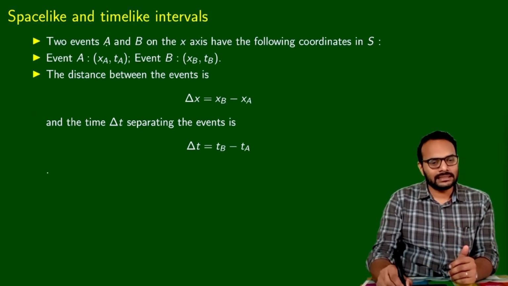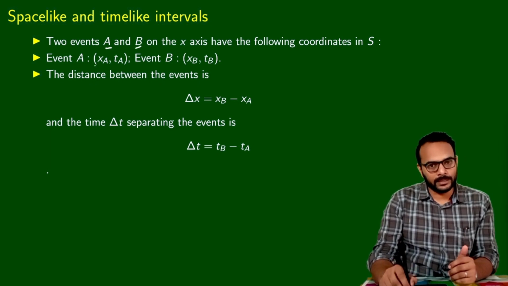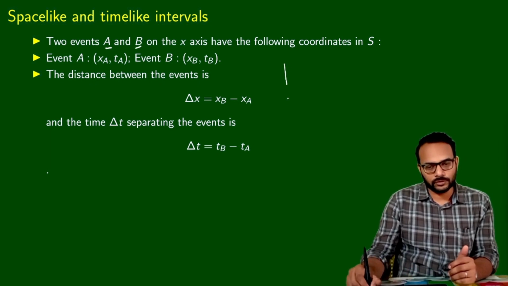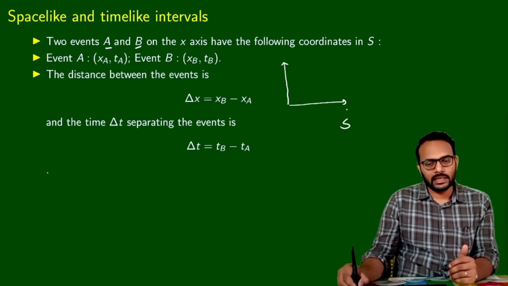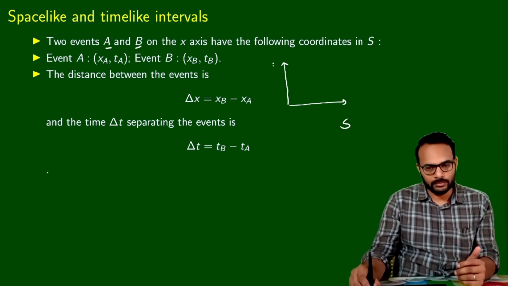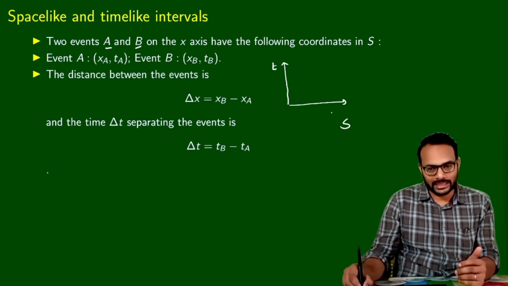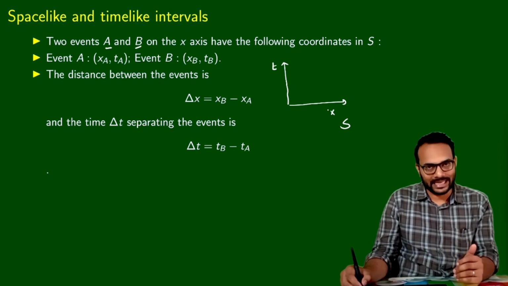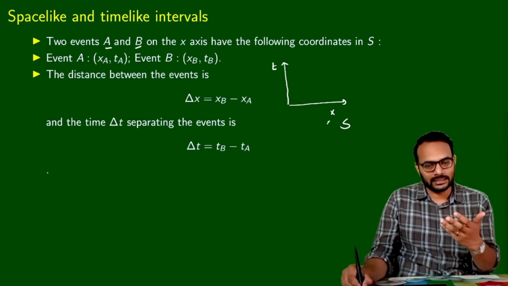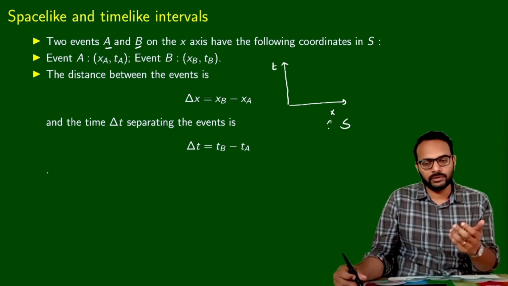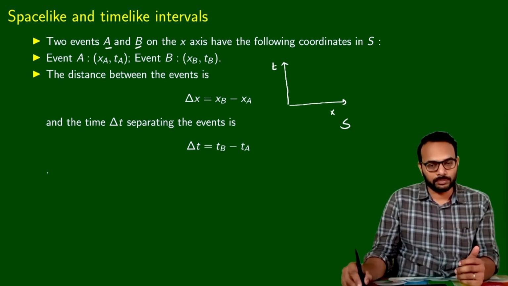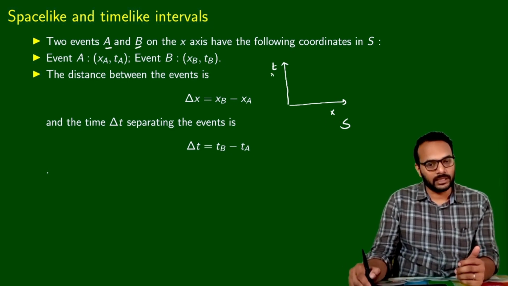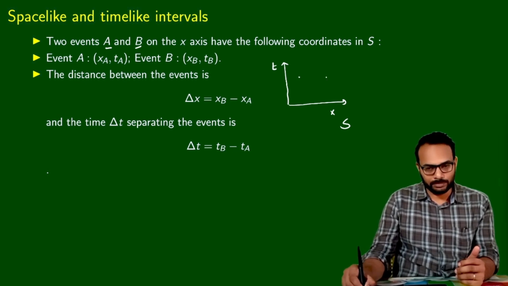To start, let's consider two events A and B. We could look at these two events from a coordinate system which we call S. We could take this as the space-time. We take time along the vertical axis and space along the horizontal axis. For simplicity, we have considered that space is one-dimensional, so we have included only one dimension of space and one dimension of time here. This is called space-time, and every point in space-time is called an event.